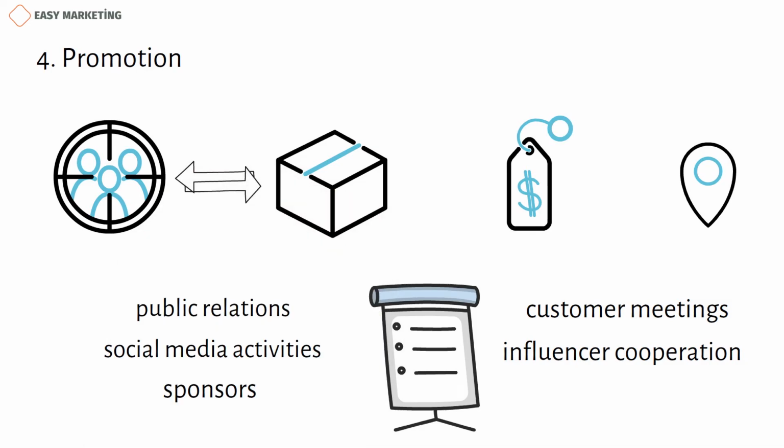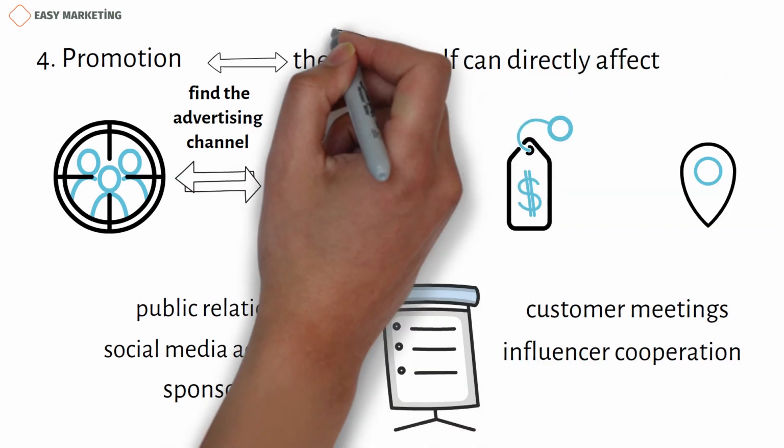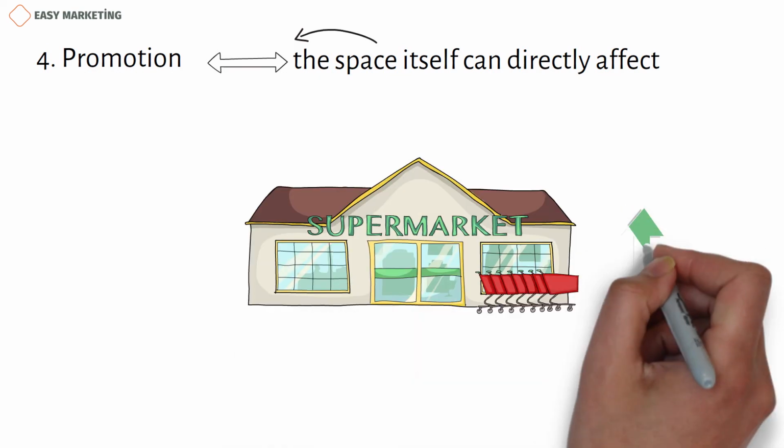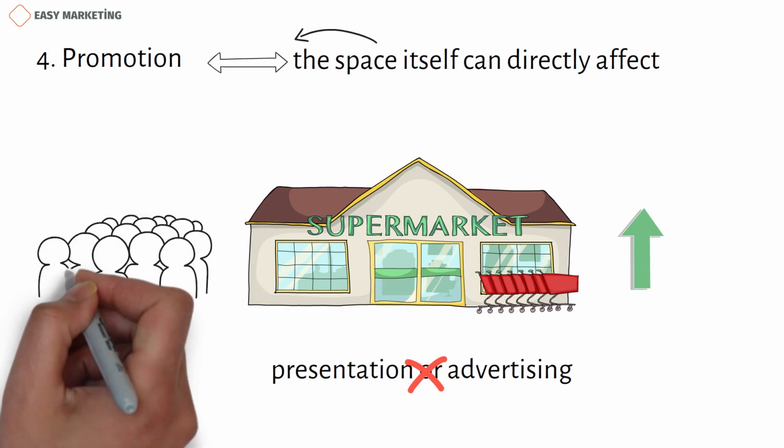An important factor here is to find the advertising channel that can establish the most accurate connection between the product and the customer. In fact, the promotional factor in 4P is related to the spatial factor. Thus, the space itself can directly affect the promotion or advertising. So let's say you can sometimes see a market whose strategic position is so strong that it no longer needs any presentation or advertising. Indirectly, it has a large customer base due to its good strategic position.